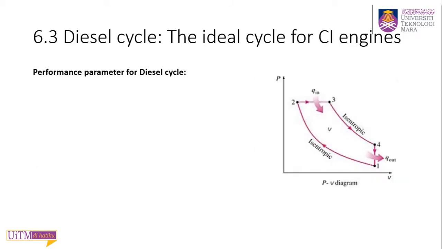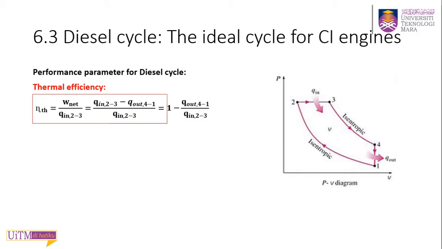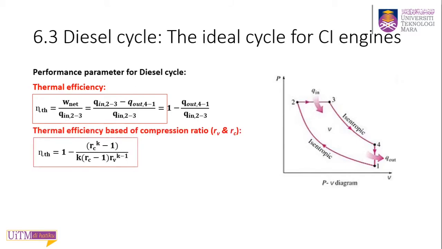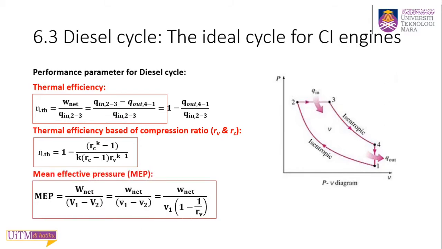Now, let us look at the performance parameters for a diesel cycle. Number 1, to calculate the thermal efficiency, we can use the following equation. We can also calculate the thermal efficiency using the equation based on the compression ratio and also the cut-off ratio as given in the notes. And finally, we can calculate the mean effective pressure using the following equation, just like in the Otto cycle.